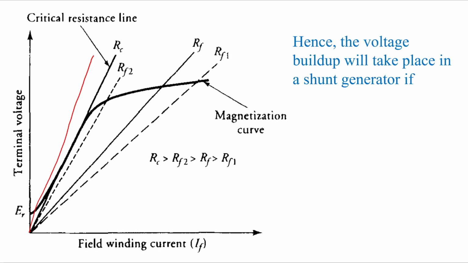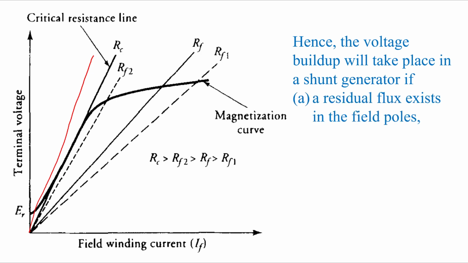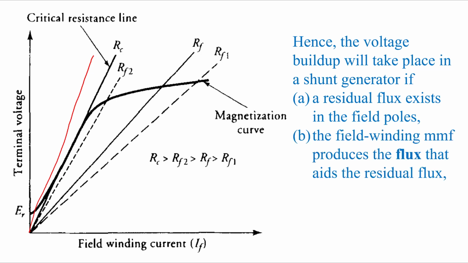So hence the voltage build-up will take place in a shunt generator if a residual flux exists. These are the conditions for which the shunt generator will produce an EMF. If these conditions are not satisfied, then it cannot produce the flux, cannot produce the EMF, right? The first condition is that residual flux must be there in the field poles. Second, the field winding MMF produces the flux that aids the residual flux.